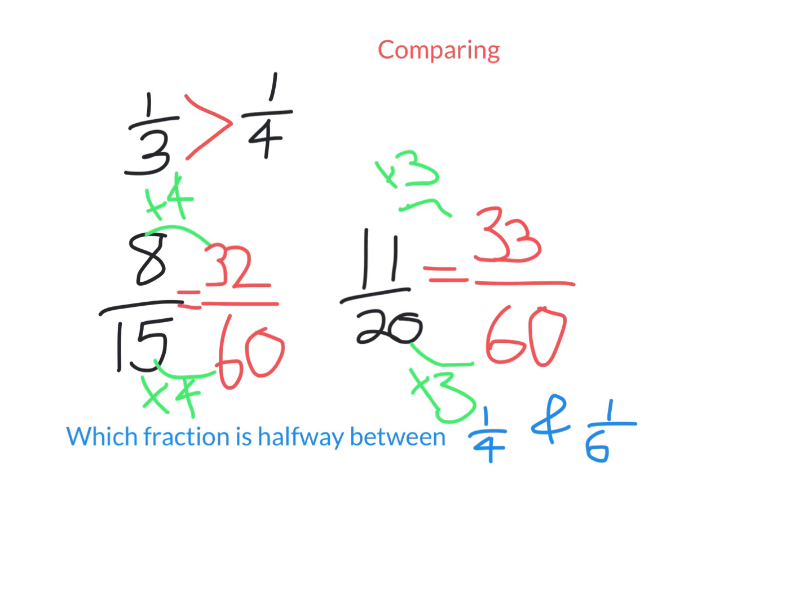33 over 60 is clearly larger than 32 over 60 because they have the same denominator, but this has a larger numerator. So which symbol will I put? Crocodile eats the larger number. So this is the crocodile's mouth. It wants to eat the larger number. So just remember, this says 8 over 15 is less than 11 over 20, which is true.